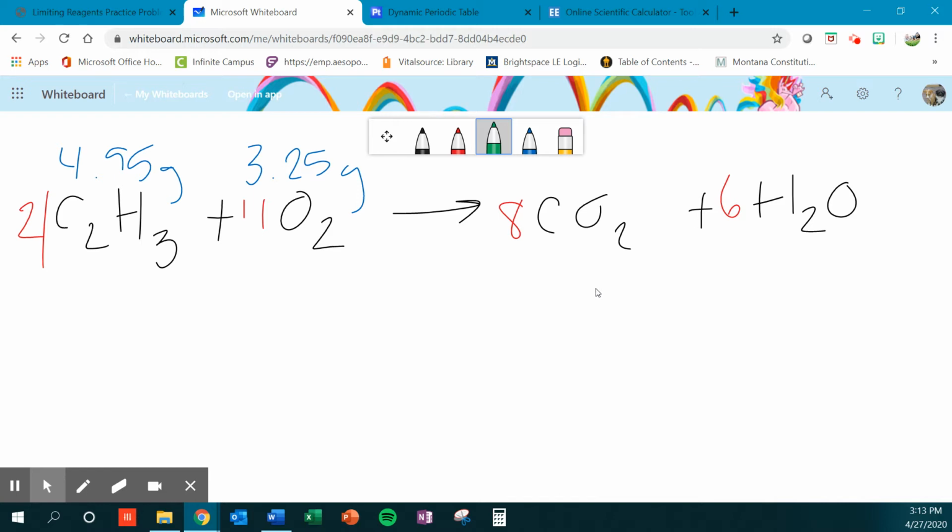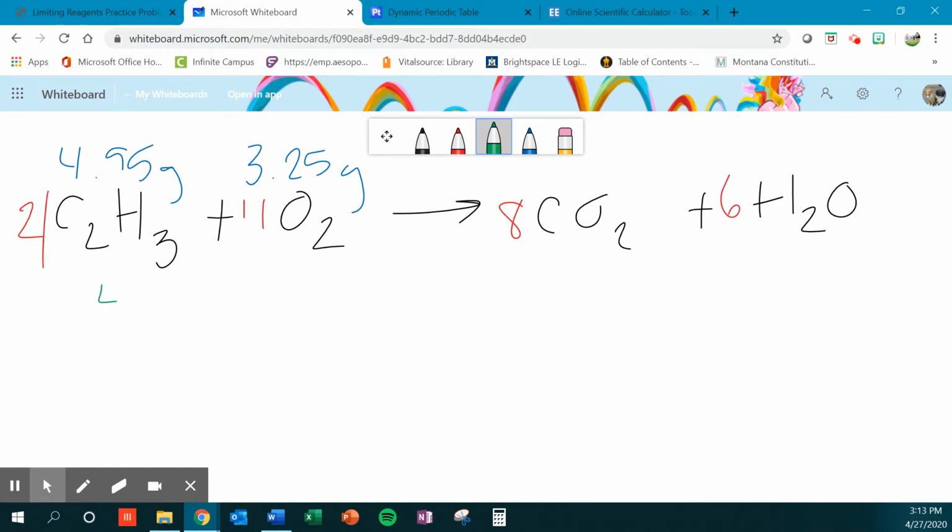Ultimately, what I'm going to do is take the grams of each reactant in separate equations and take it out to moles of carbon dioxide to see which one produces the least number of moles, because then that tells me that's going to be the one that runs out first, okay?